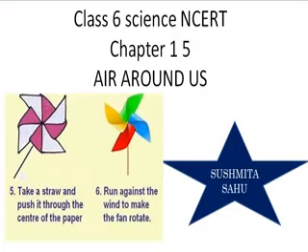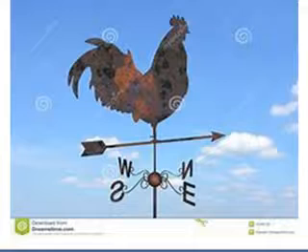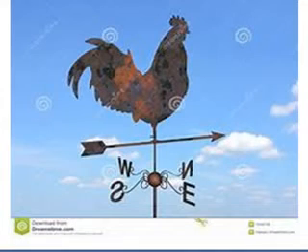And now you might have seen a weathercock also, haven't you, which tells us the direction. Have you ever seen this weathercock? It shows the direction in which the air is moving. So now we know that air is present around us.